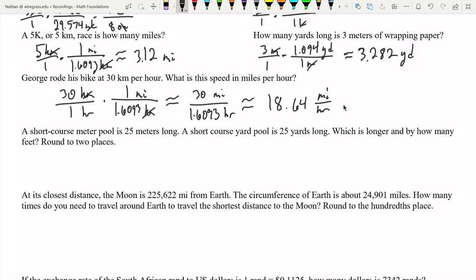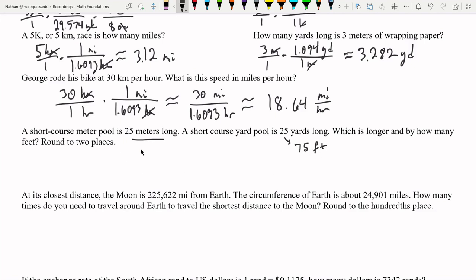Okay, a short course meter pool is 25 meters long. A short course yard pool is 25 yards long. Which is longer and by how many feet? Well, we already know that a meter is slightly bigger than a yard, so we know that the 25 meters is going to be longer. This one's easy, right? Because 25 yards, there's 3 feet per yard, so that means this is going to be 75 feet.